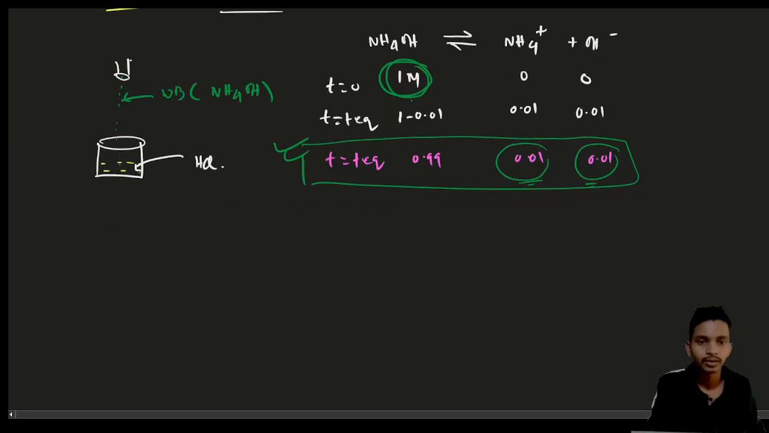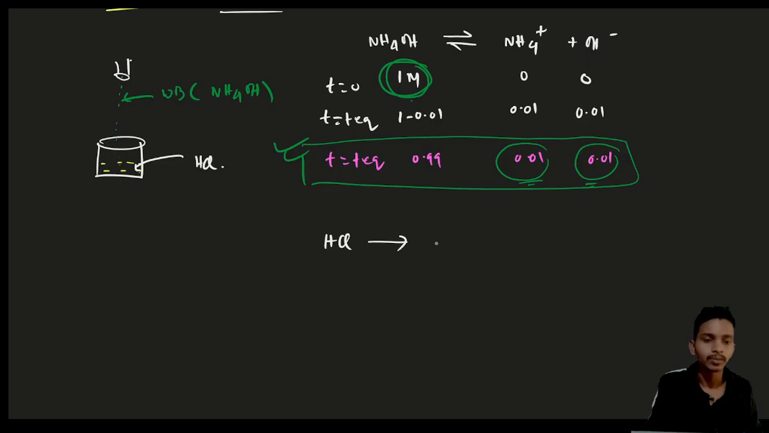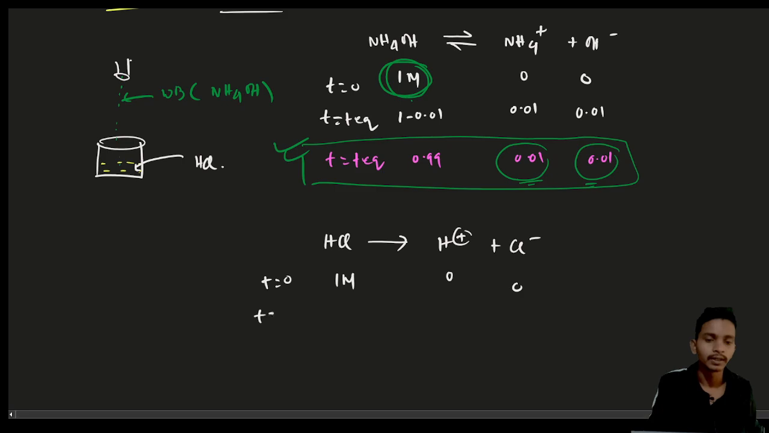Another one I have is a strong acid, let's say HCl. This completely dissociates into H plus and Cl minus. So at t equal to 0, let's say this is 1 molar and 0, and at t equal to t equilibrium, it is completely dissociated, so 0, 1 molar, and 1 molar.